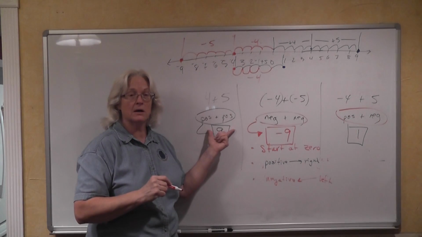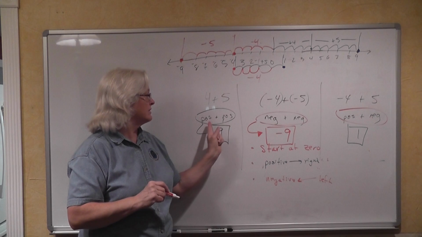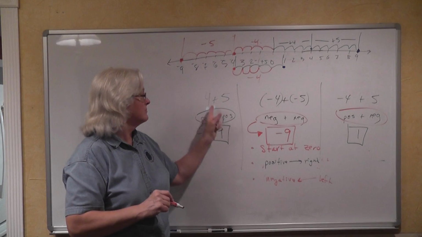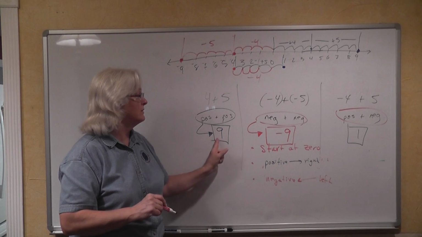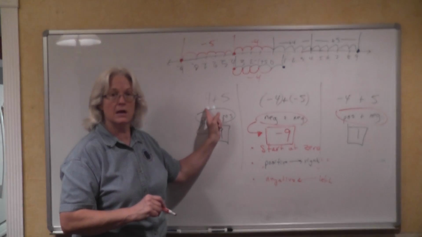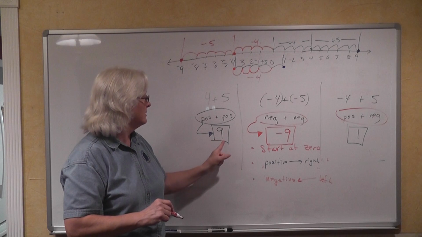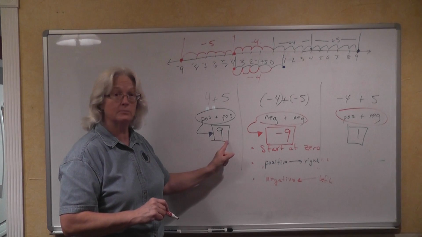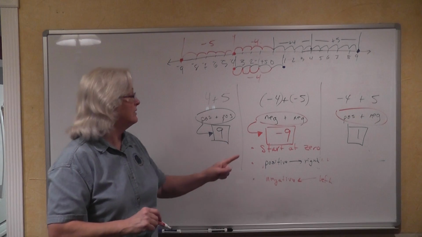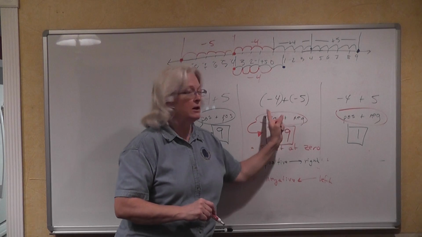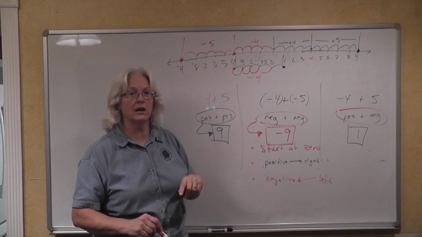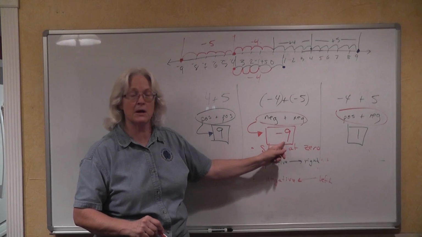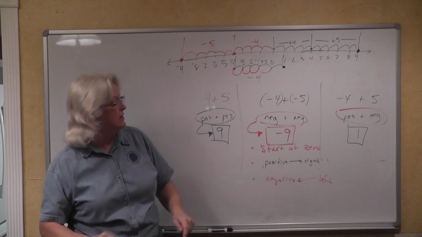When you're adding signed numbers together, if the signs are the same, add the digits and use the sign. The signs are the same, you add 4 plus 5, and you use the positive sign to get a positive 9. Here, the signs are the same, so you add 4 and 5 together, and you keep the sign, which is a negative 9.